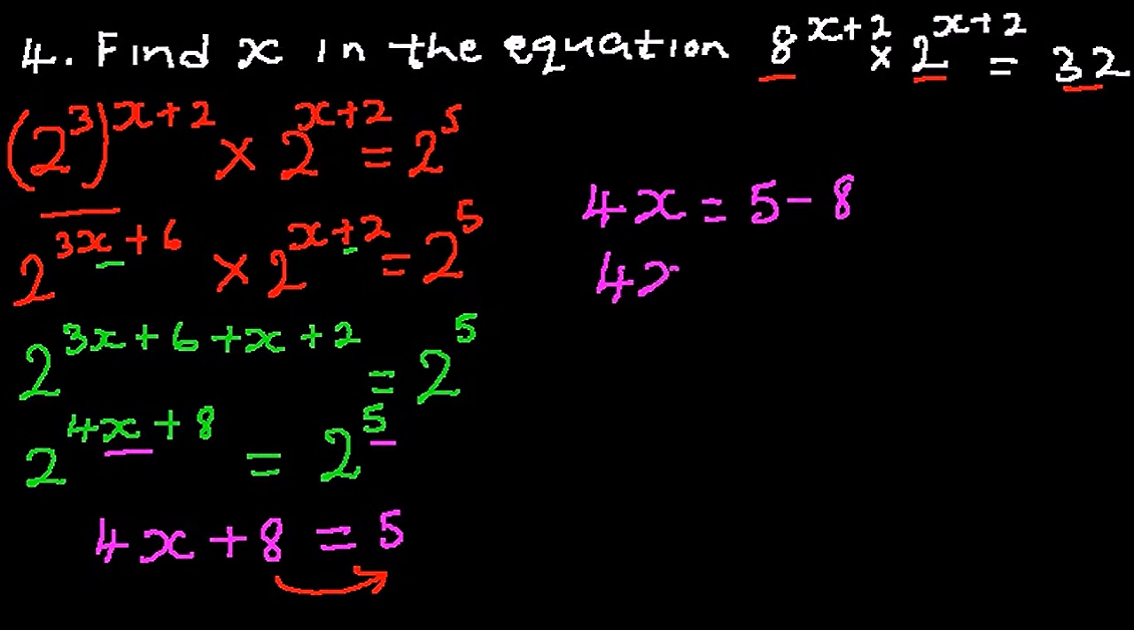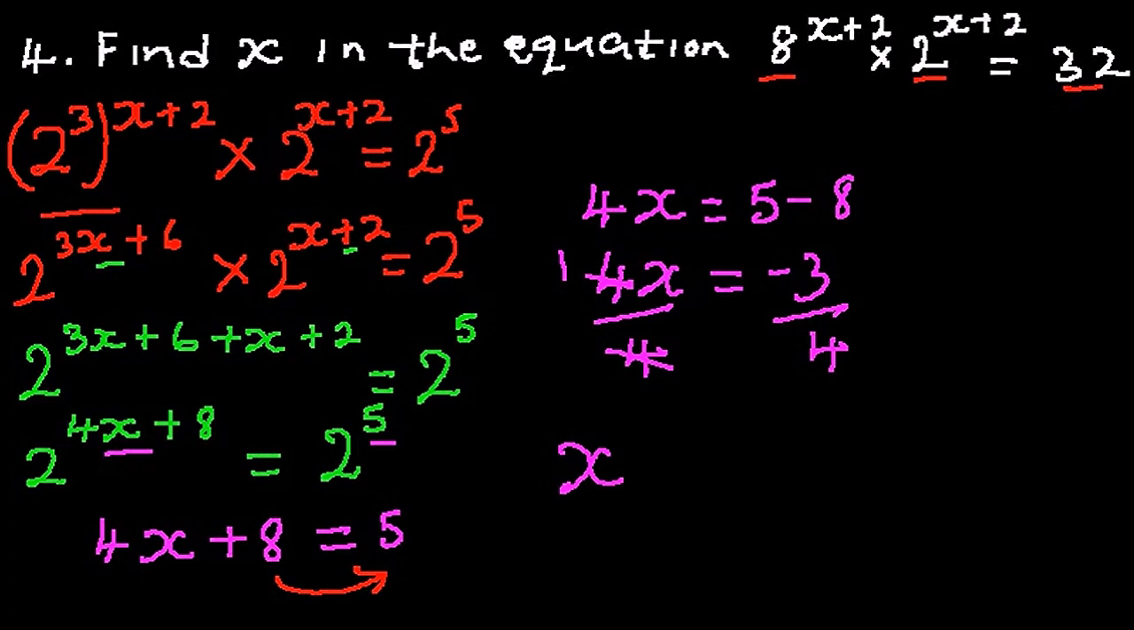Implying 4x is equal to minus 3, and therefore we divide both sides by 4. 4 divided by 4 is 1. So implying our x is equal to minus 3 over 4. So that is how you work out that question.